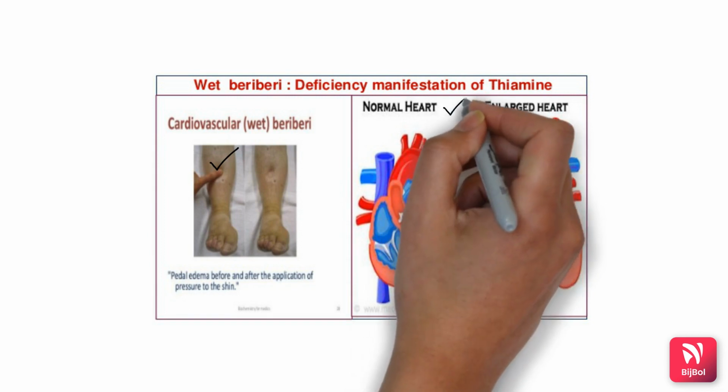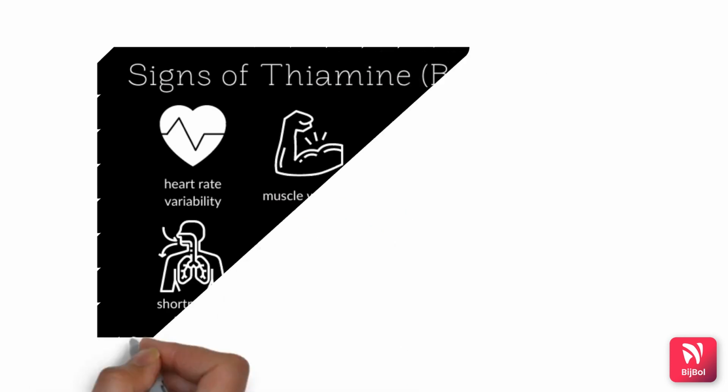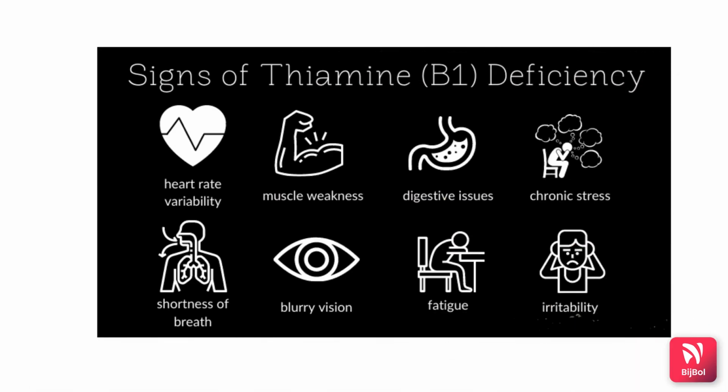Apart from this, the heart of the wet beriberi patients is quite enlarged when compared to normal individuals. Now let us discuss the deficiency symptoms of vitamin B1. Symptoms include heart rate variability, muscle weakness, digestive issues, chronic stress, shortness of breath, blurry vision, fatigue and irritability.